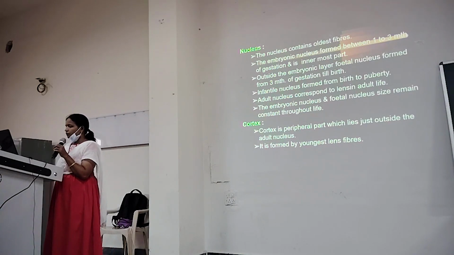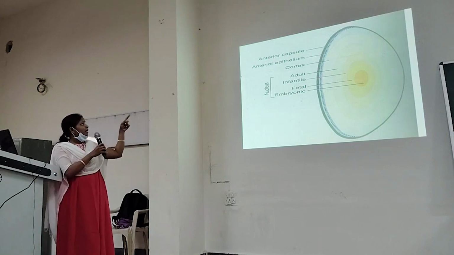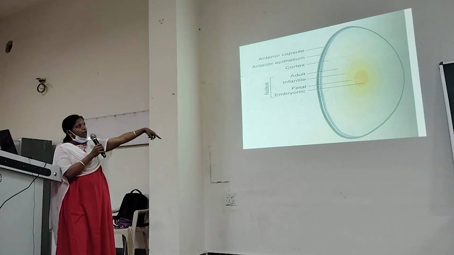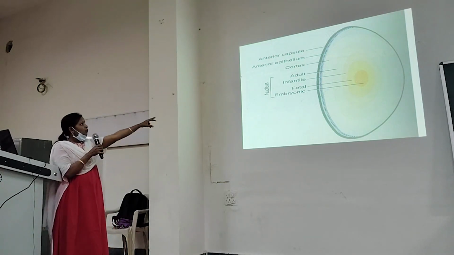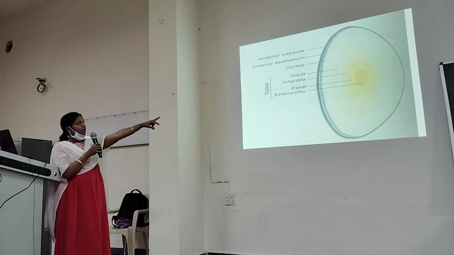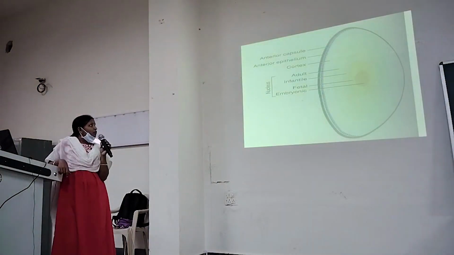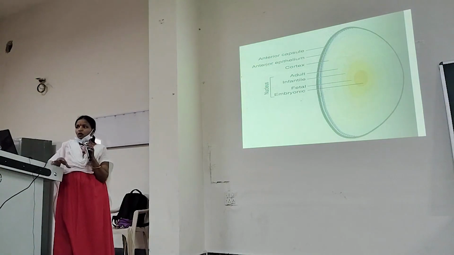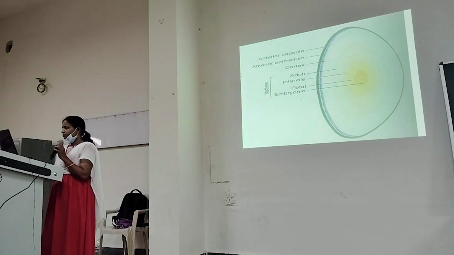The cortex will be the peripheral most part, outside the adult nucleus. You can see in this picture: anterior capsule, just below it is the epithelium. Posteriorly the epithelium is lost. This is the lens structure after birth. The innermost, darkest yellow color is the embryonal nucleus. Just above it is the fetal nucleus. That's how the nucleus is, and above the nucleus is the cortex. Now you have an idea how the lens fibers are arranged and the structures.